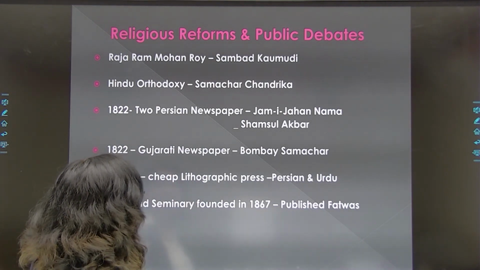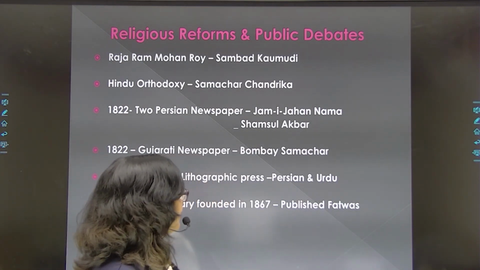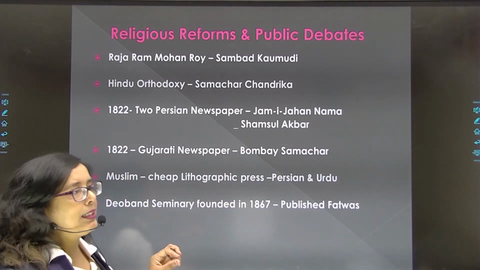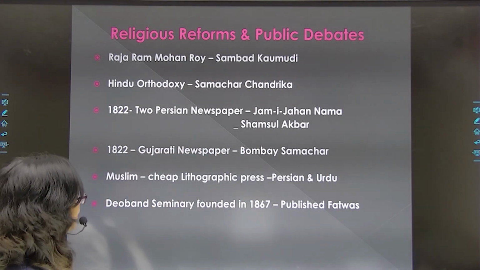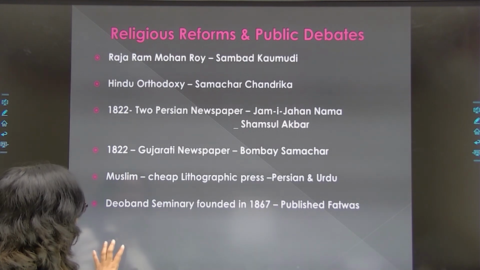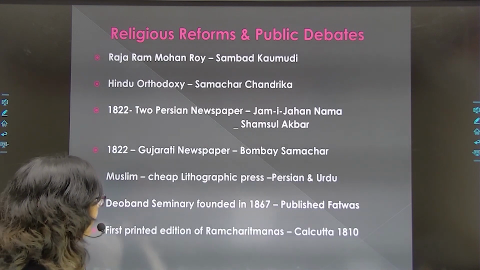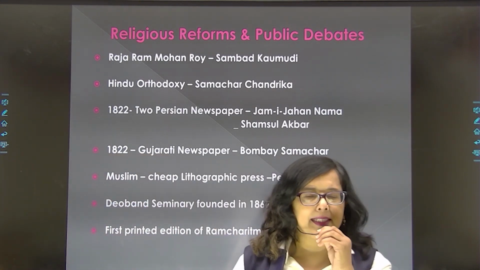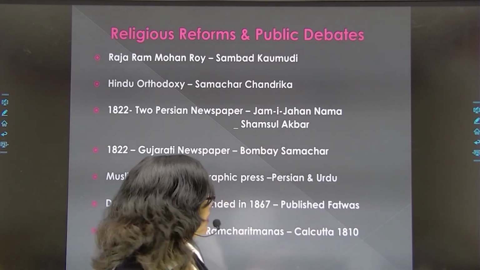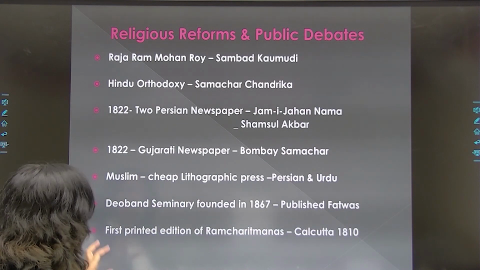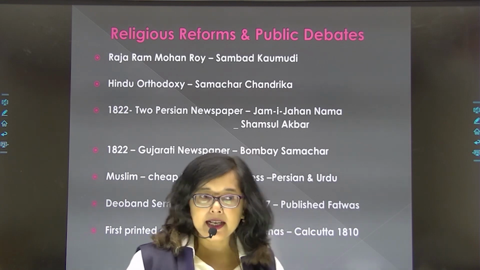Then we have some examples of Muslim publications, like some cheap lithographic press was printed. Cheap here means low cost. Okay, and it was published in Persian and Urdu languages. Then we had the Deoband Seminary, which was founded in 1861, and they used to publish fatwas. Fatwas are actually religious orders which are released by the religious heads of the Muslims. Then the first printed edition of Ramcharitmanas was in 1810 from Calcutta.